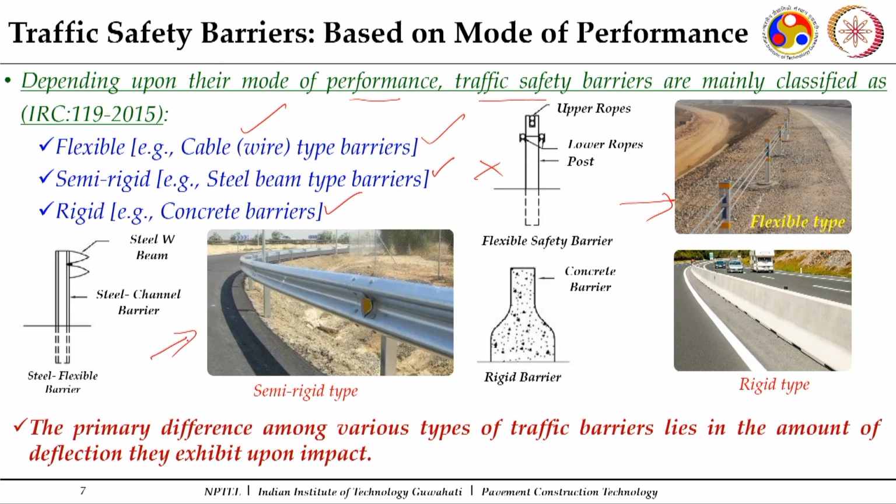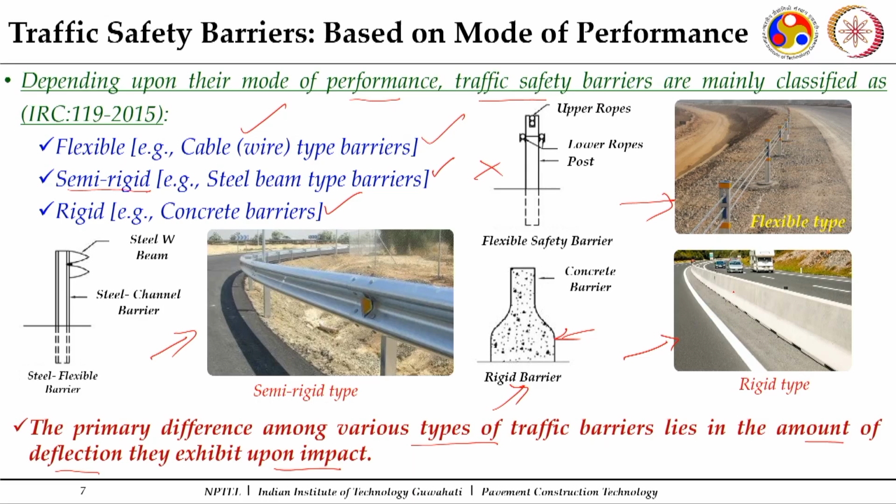This is your steel beam type of crash barrier, which comes under the category of semi-rigid. You can see this is a double beam steel crash barrier, and then the third one is a rigid one, which is a concrete barrier. So, the primary difference among these three types of crash barriers lies in the amount of deflection they can exhibit upon impact. The flexible one exhibits maximum deflection, followed by the steel beam crash barriers, and then the rigid ones.